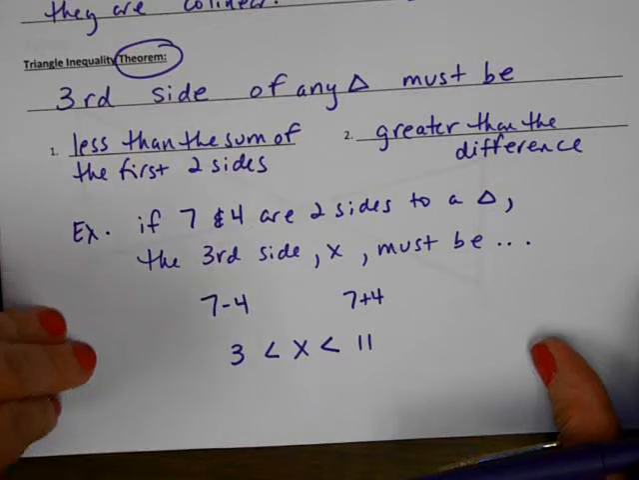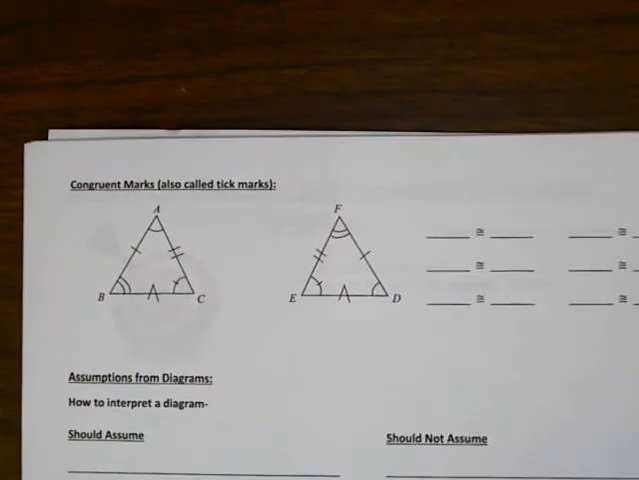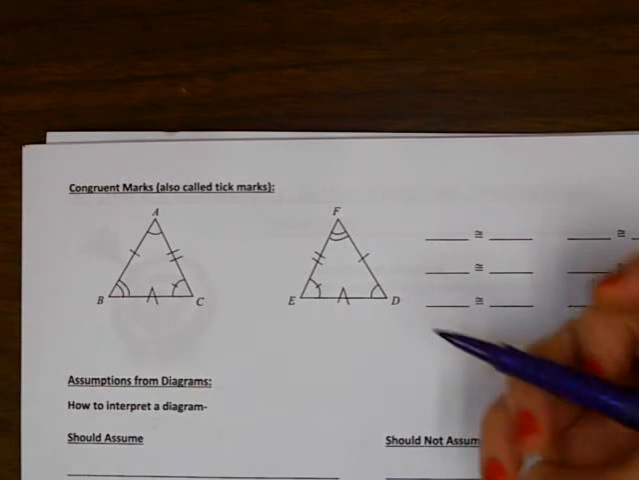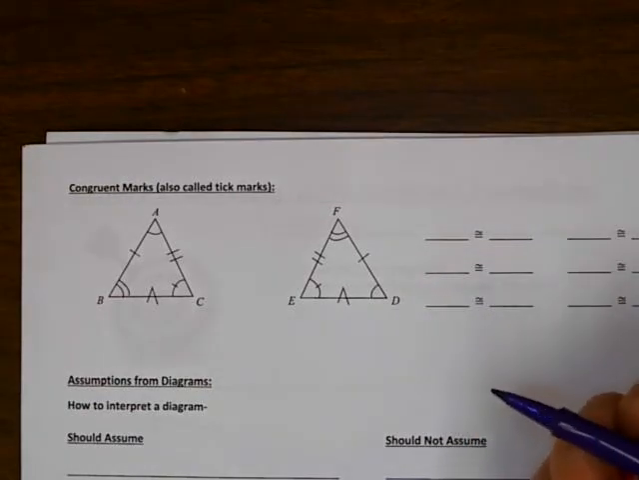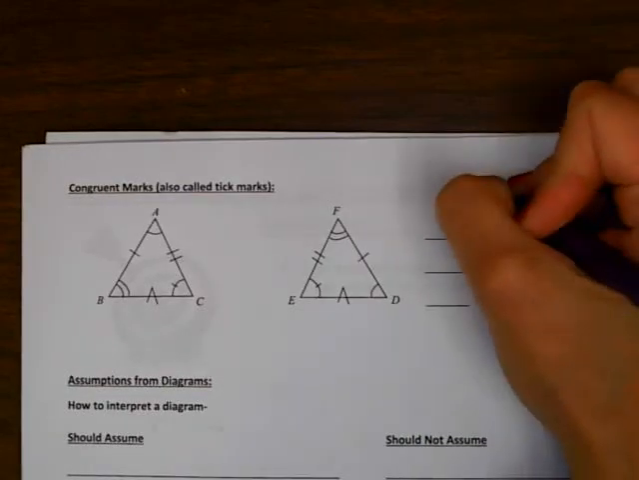Okay, now you can turn to the next page. Congruent marks, they're also called tick marks. You will hear me call them tick marks a lot. If tick marks are the same, then they are congruent. And this is the symbol for congruent.